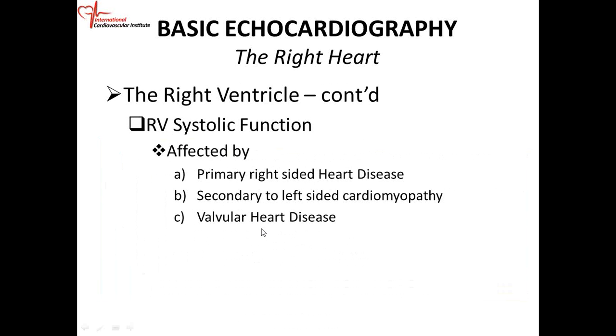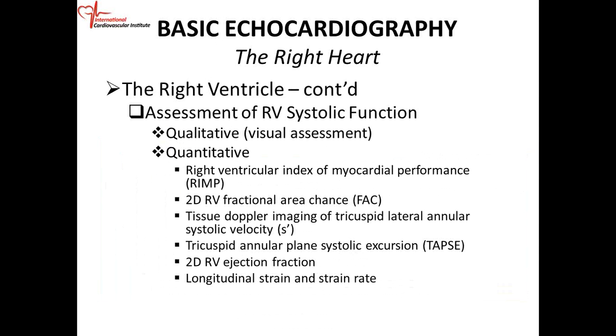So you can have disease of the pulmonary valve. You can have pulmonary stenosis, pulmonary regurgitation. You can have aortic stenosis, aortic regurgitation, and that over time will affect the function of the right ventricle. So the function of the right ventricle is very important, and we can measure the function of the right ventricle.